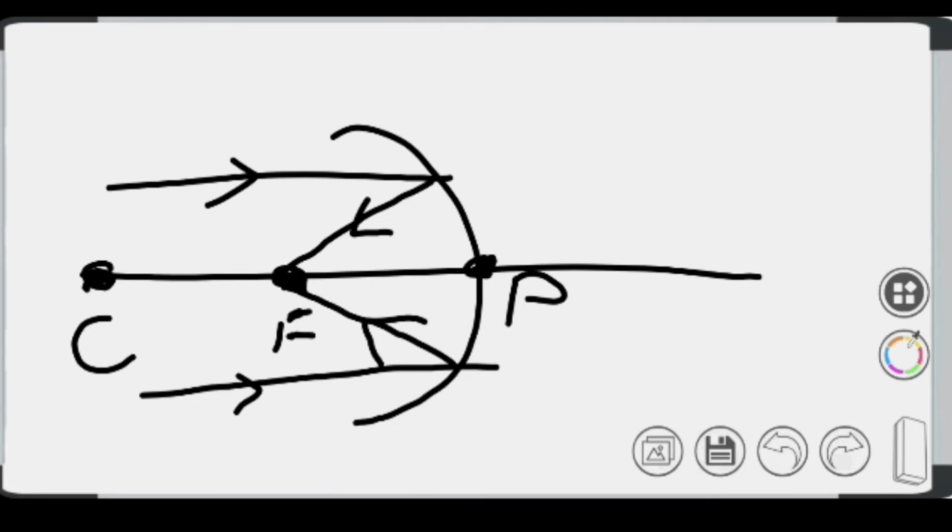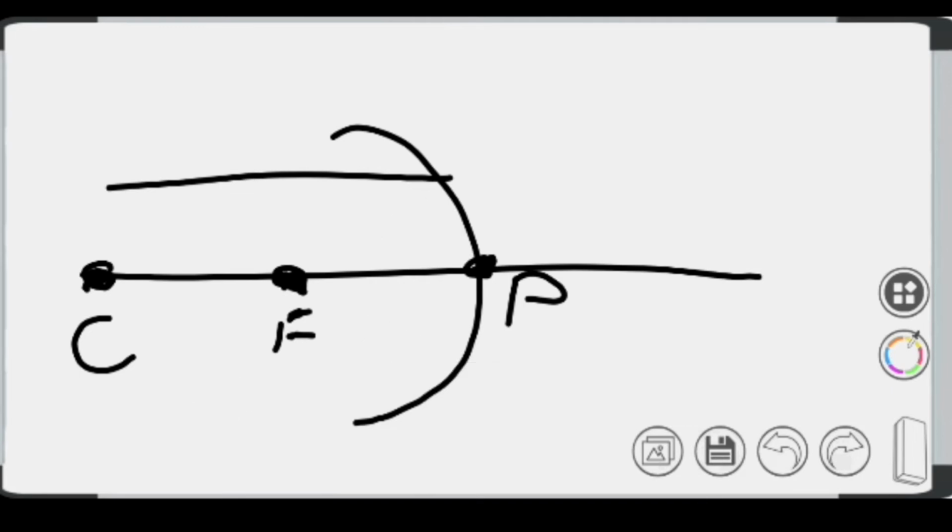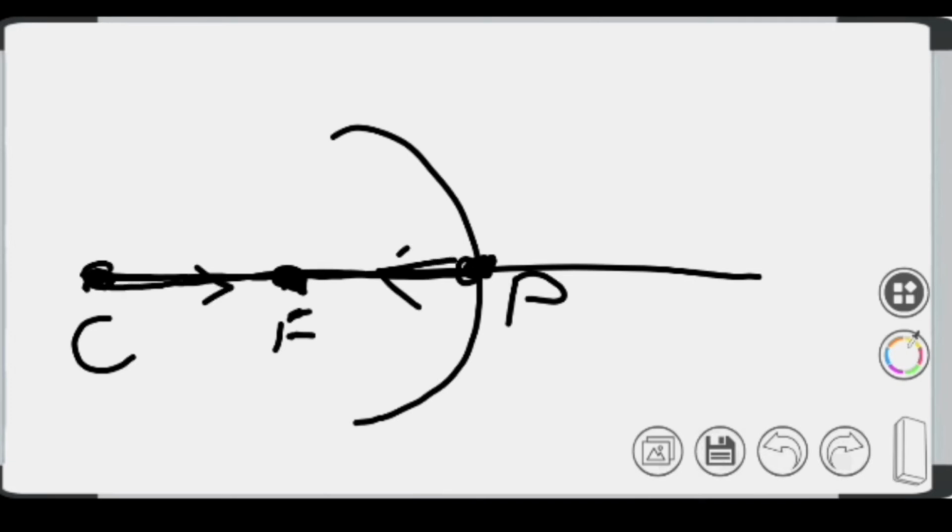So if we keep an object and the rays come from that side parallel to the principal axis, the image will be formed at the focus. Alright? And if a ray is going from the center of curvature, along the center of curvature, hits the pole and comes back as it is from the same direction it went. Alright?